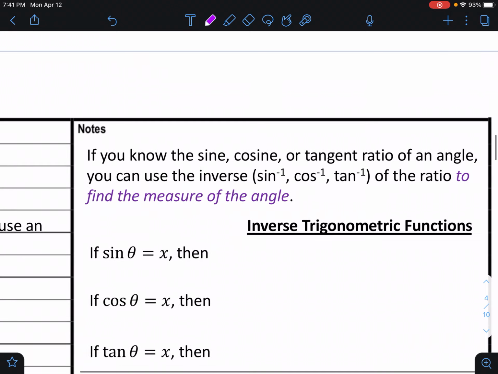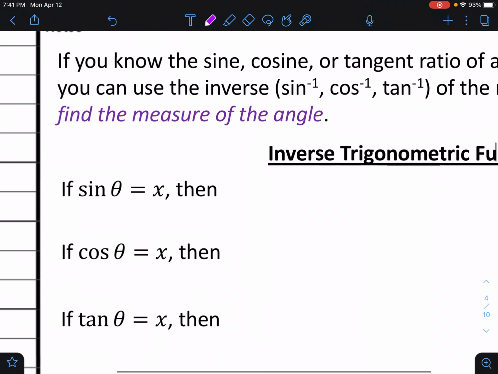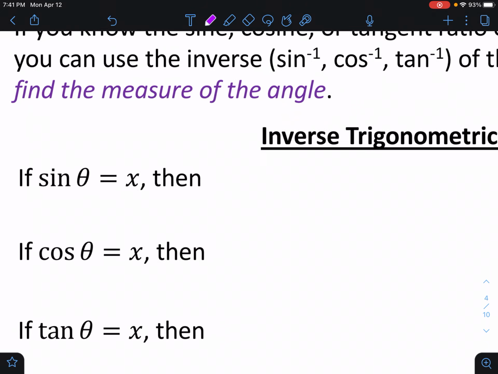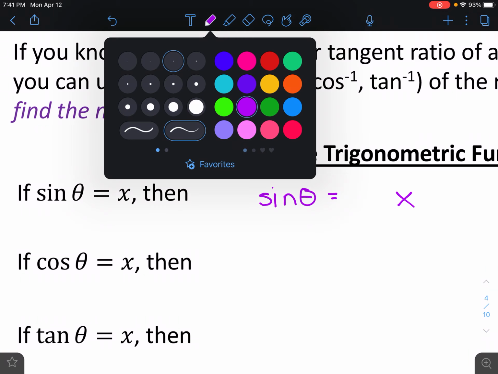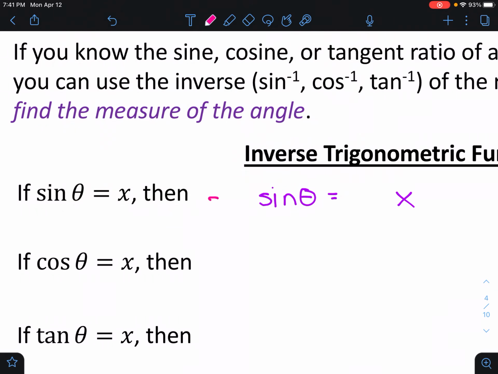So sine, cosine, and tangent are used to find side lengths, right? So let's say I have sine theta is equal to, and I'm going to leave a little space, x. Now, its inverse cancels that out. So if I want to solve for theta, I've got to get rid of this, right? So I would take the inverse sine, and I could do that on both sides.